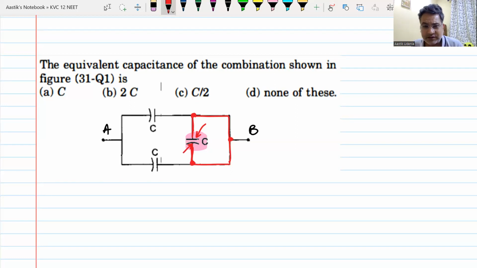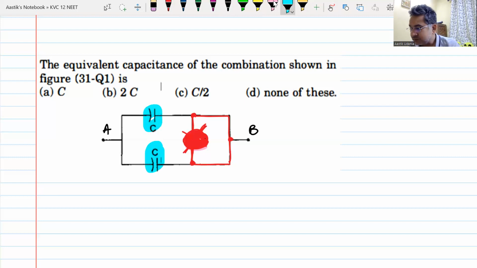So basically no charge will come on this capacitor, and you can take this capacitor out of the circuit. Nothing will come here. Now, if you look at A and B, you can straight away say that this C and this C are in parallel, and therefore your net capacitance becomes C plus C, that is 2 times C. So the answer is 2 times C.